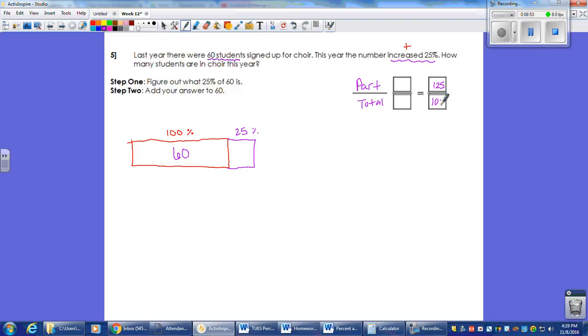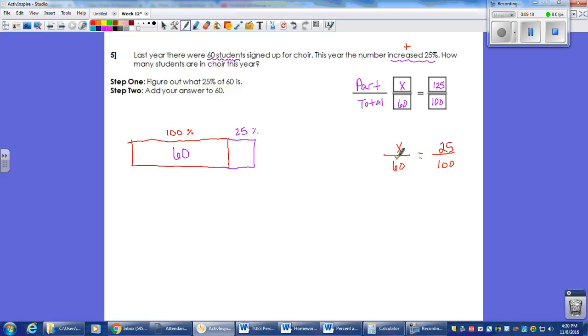There were a total of 60 students last year, and we're looking for the part. Or you could set it up as, well, I'm only looking for this little piece right here, so it would be 25 on top of 100 and X over 60. If you solve either one of these, it will be correct. With the bottom one, you will have to add in at the end. So we'll do this bottom way first.